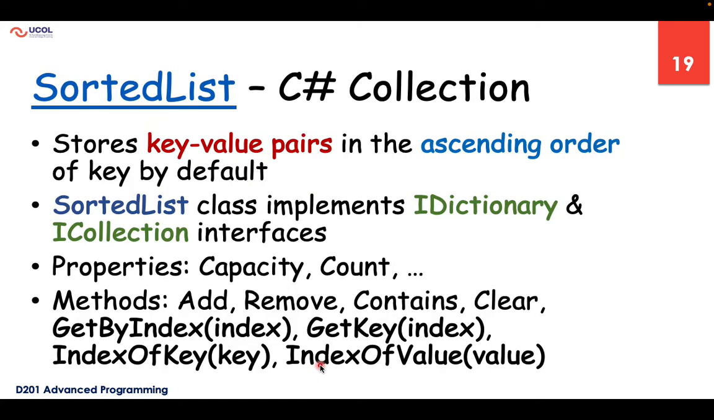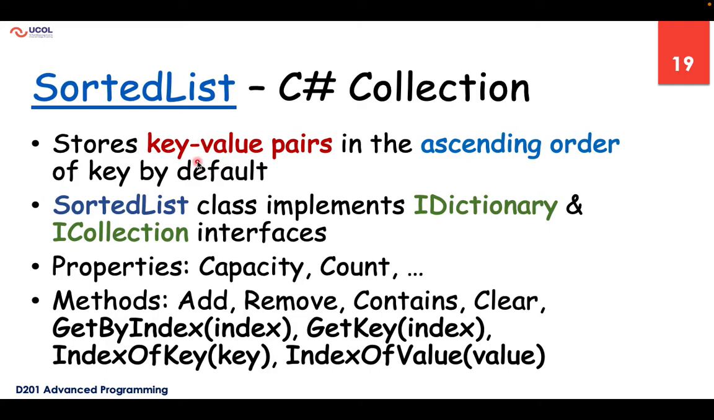Then we have the second collection, a non-generic collection, which is sorted list. If you look at the name, we can simply say that it will be a list of sorted elements. So it is a key value pair. What is a key value pair?